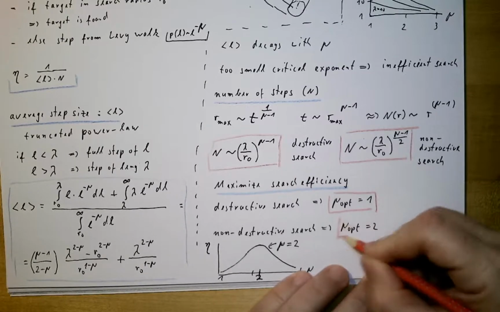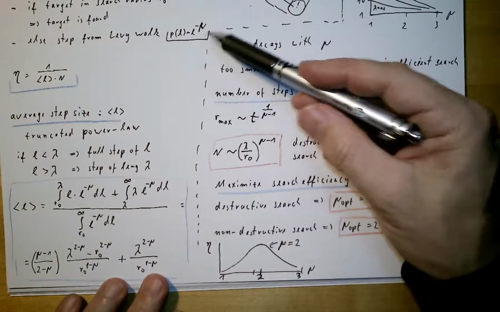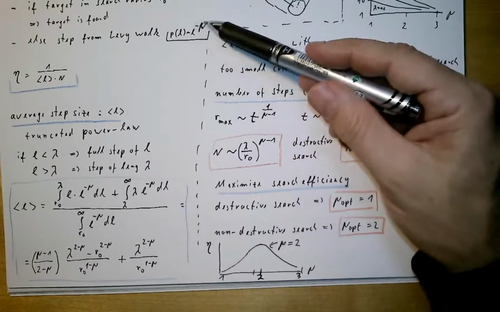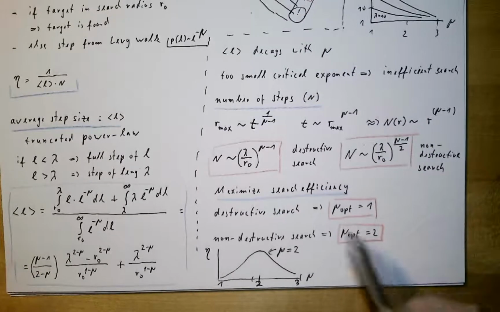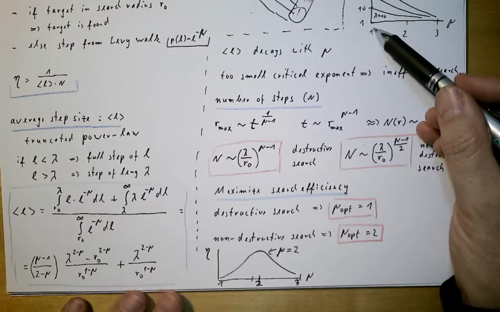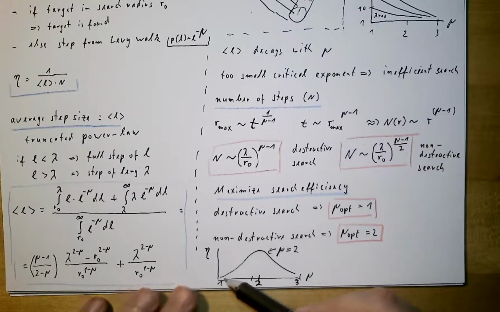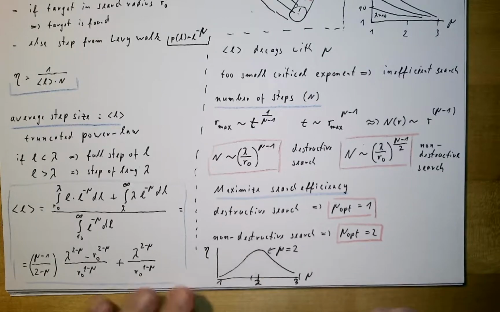This means the optimal search is one where the step lengths are taken from a power law distribution with an exponent mu, which is exactly in the middle of the range. So how can we intuitively understand this? I mean, it's kind of clear. Before we saw the step length for a very small mu is just too large, so for very small mu, the search is inefficient because the step is just too long.